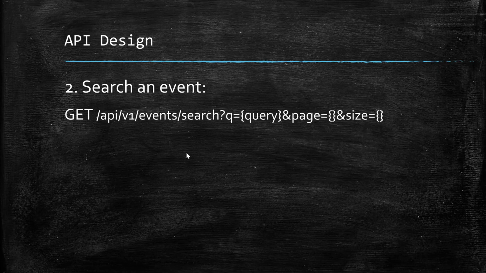So the user can search for something like Taylor Swift. So that will be the query in this case. How many results do we want to provide? So this is an important part. We should be thinking about pagination over here.